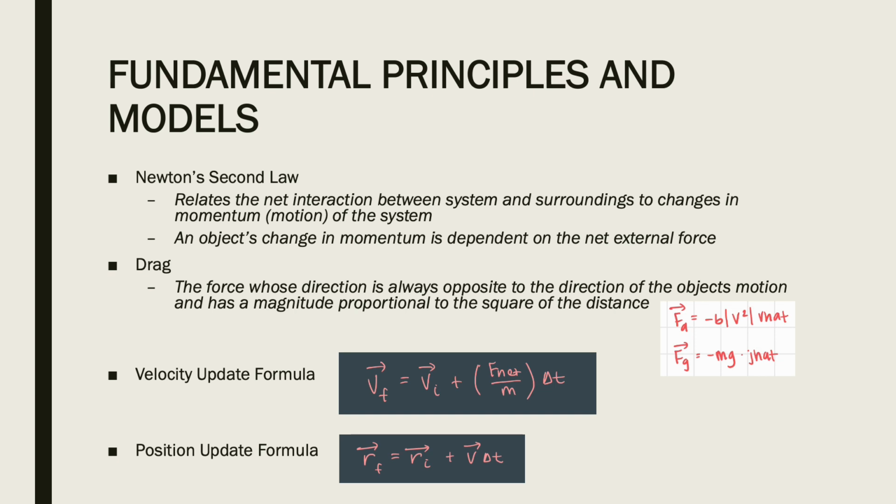Drag is happening because as the object falls, it is interacting with other particles, for instance air, which slow the object's motion down, and this will be working in the positive y direction for this slinky situation. Furthermore, we'll be using the velocity update formula and the position update formula for the code later on.